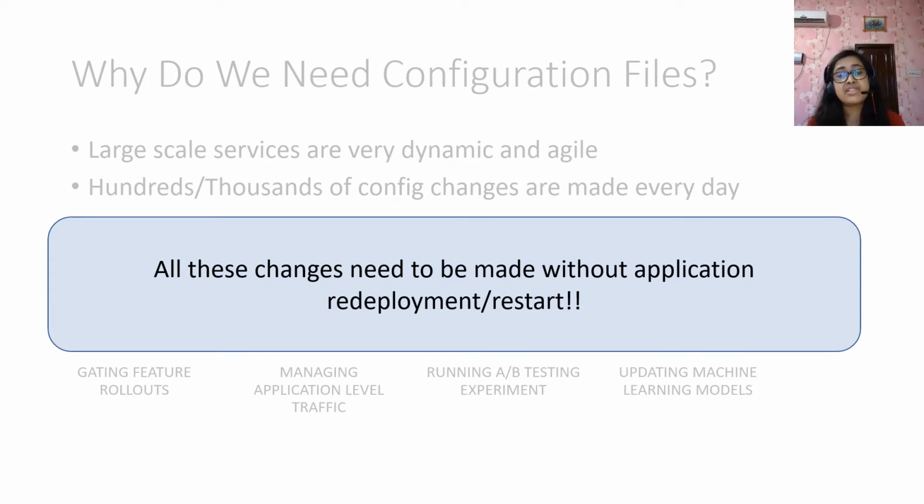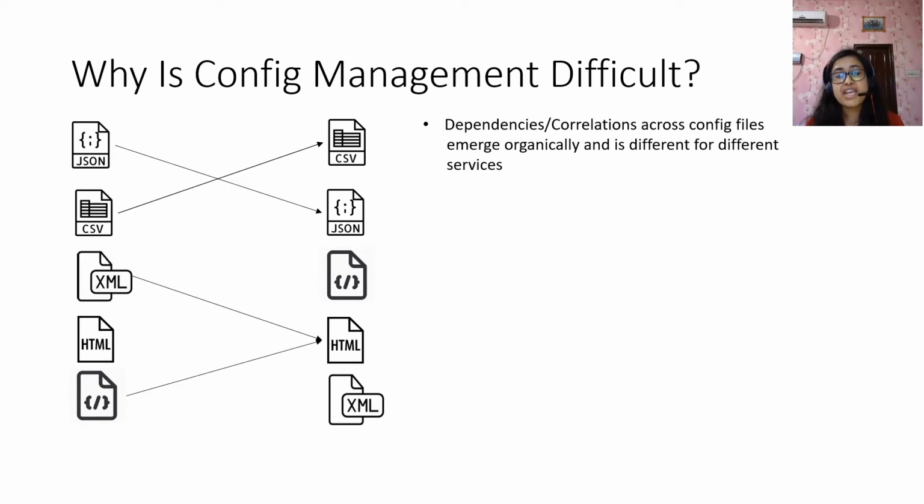So what I mean here is, if all these knobs or configuration parameters are made part of the code, and if we have to make 100 changes per day, then the application needs to be redeployed or restarted 100 times per day, which hampers the dynamism and agility of these services. So this justifies the presence of configuration files to some extent. But then the second question is, why is configuration management so difficult?